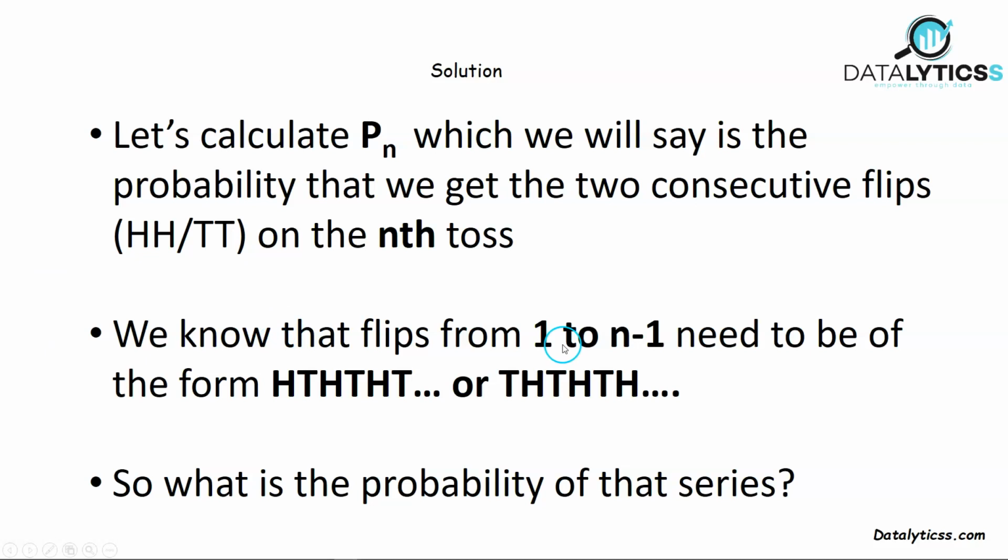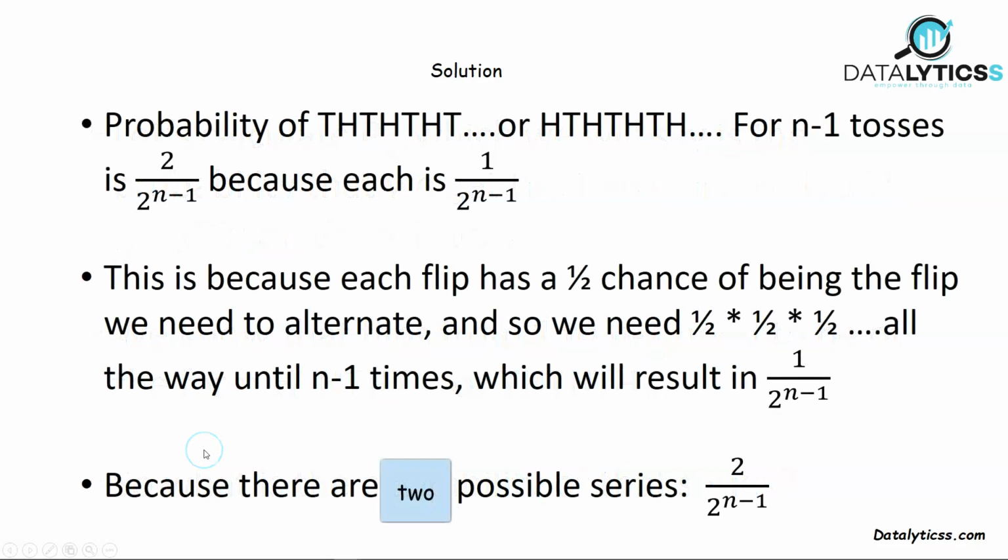So we will generalize the sequence as 1 to n minus 1, because at the nth toss you get the consecutive flip. So n minus 1 will be the one before you get the consecutive flip. We want to calculate the probability of this series 1 to n minus 1. What is the probability of that series before the consecutive flip happens? To recap, the series is tail, head, tail, head, tail, head, tail before getting another tail, or either head, tail, head, tail, head, tail, head before another head happens.